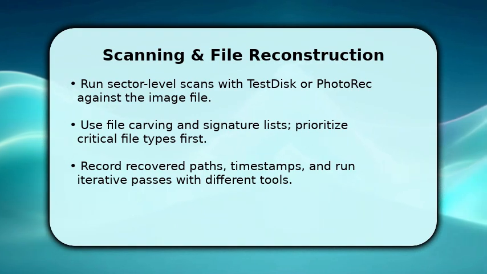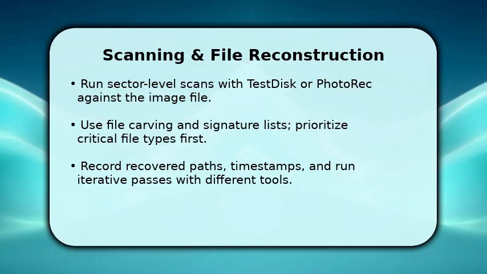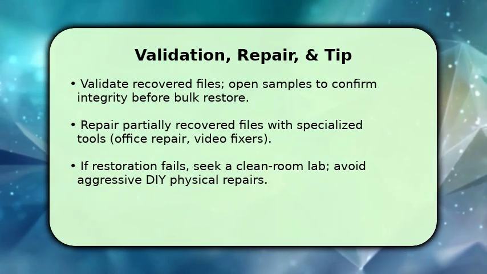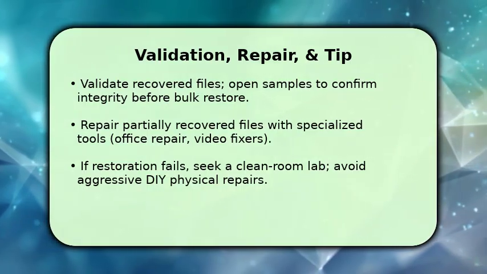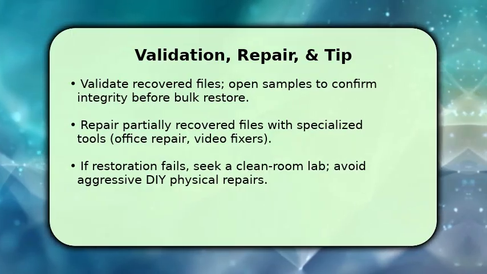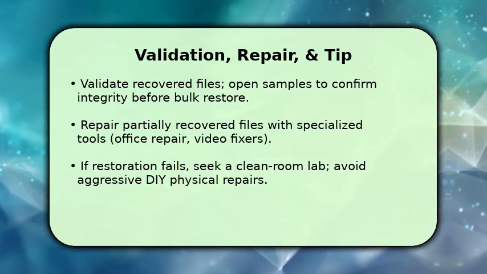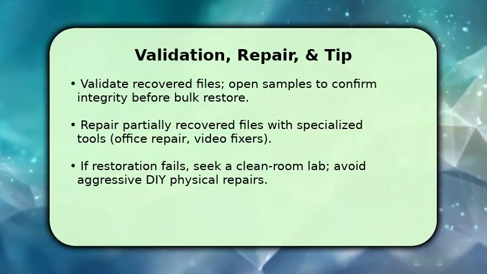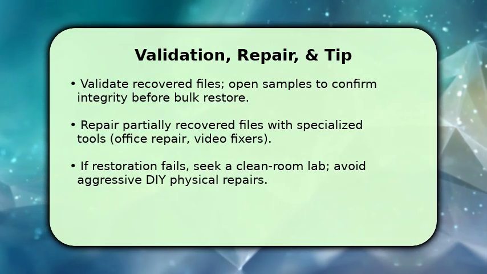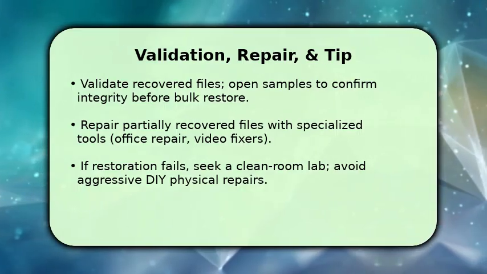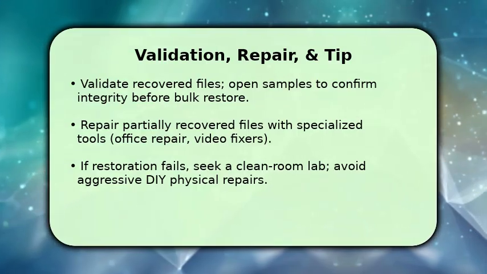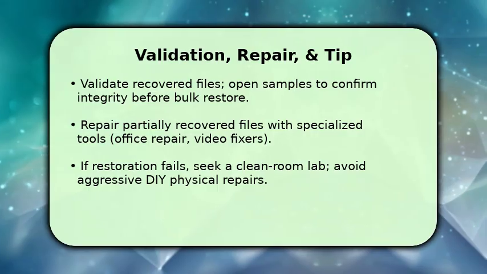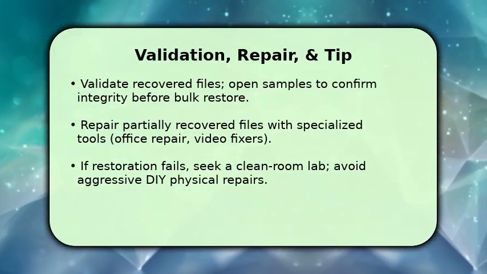You finish by validating and organizing recovered files. Open samples to confirm integrity and discard duplicates, because restoring corrupted files wastes time and space. For partially recovered documents or videos, use dedicated repair utilities to reconstruct headers or index tables. These tools improve usability. Once satisfied, copy clean results back to the primary system and rebuild folder structure. If you encounter mechanical noise or repeated read failures, stop and consult a cleanroom recovery lab.